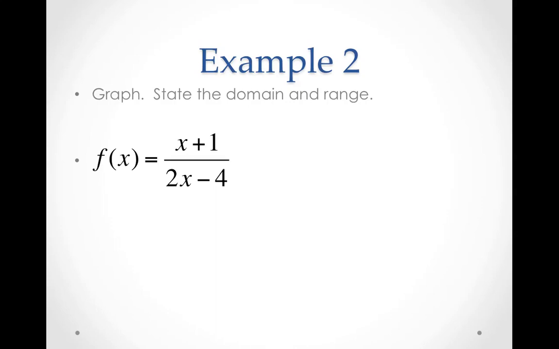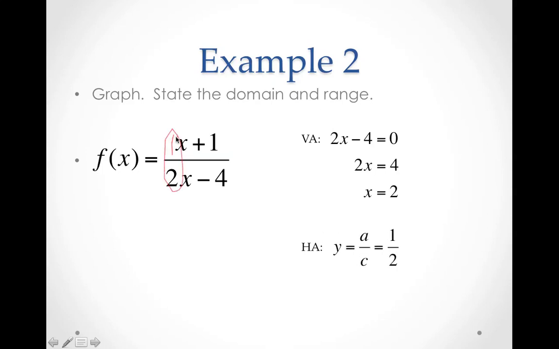Alright, so let's take a look at an example of this. In this case, for our vertical asymptote, we want to take our denominator and set it equal to 0, and then solve that equation. So I add the 4 to both sides, divide both sides by 2, and I get x equals 2 as my vertical asymptote. For the horizontal asymptote, I need to take the a over c. So in this case, technically my a is 1, and so when I take a over c, I'm really taking 1 over 2, so y equals 1/2 is my horizontal asymptote.